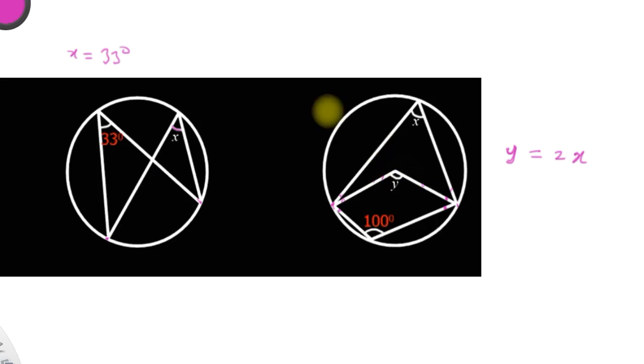Let us solve it. So we know that opposite angles in a cyclic quadrilateral add up to 180.